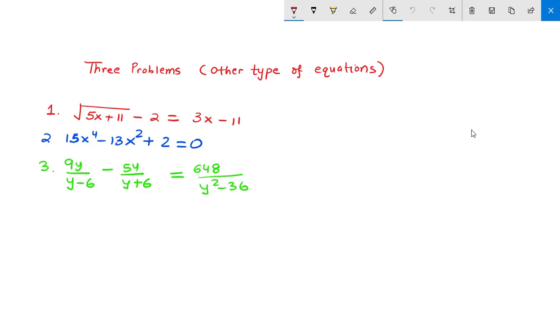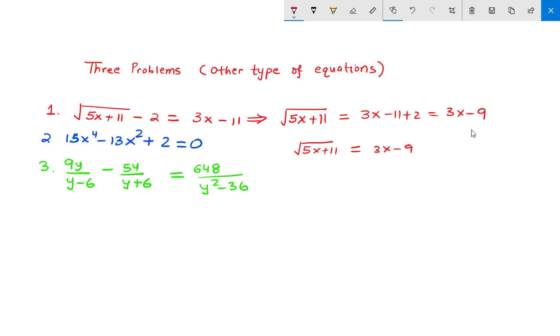So what I'm going to do is add 2 on both sides so that I can isolate the radical sign. If I add 2 on both sides, my radical stays, which is 5x plus 11, and on the right side it becomes 3x minus 11 plus 2, which is 3x minus 9. So overall now my equation changes to 5x plus 11 equals 3x minus 9.